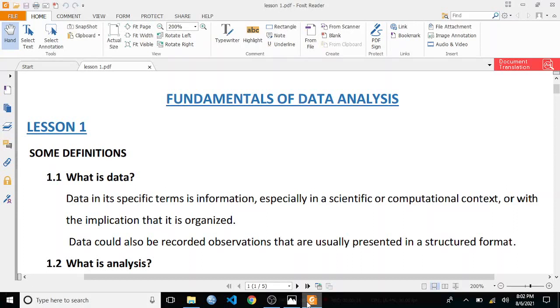Okay, let's write on. What is data? Data in its specific terms is any information, especially in a scientific or computational context, or with the implication that it is organized. Data could also be recorded observations that are usually presented in a structured format.